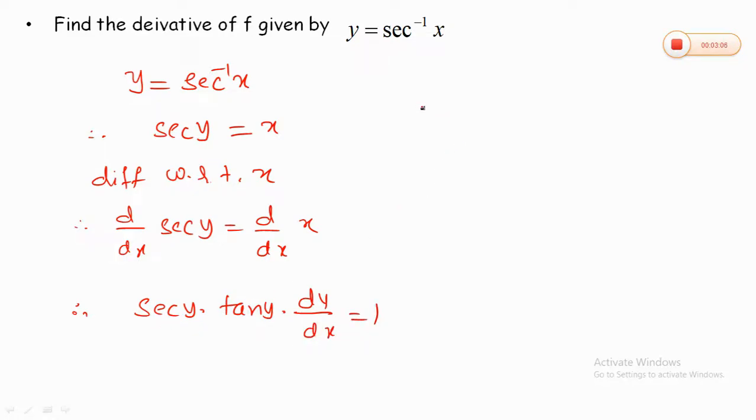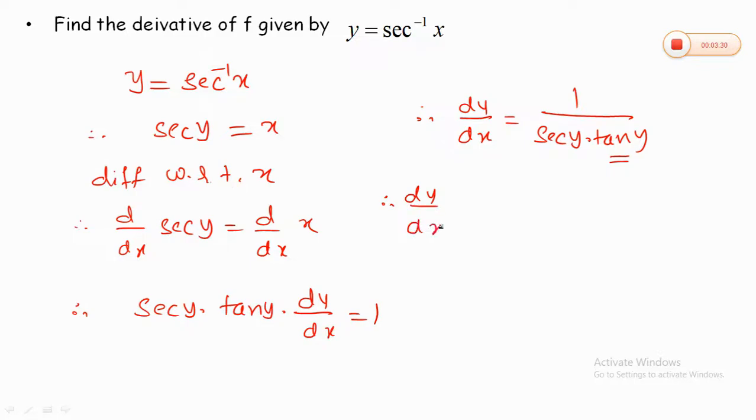So now therefore dy upon dx is equal to 1 upon sec y into tan y. Observe here, our function is in terms of x, therefore we have to substitute for tan y. So re-substitute the value for tan y. Therefore dy upon dx is equal to 1 upon sec y times tan y, where tan is equal to, yes, the first year formula.